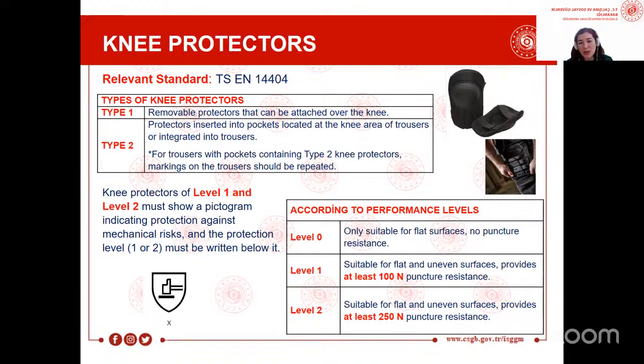For knee protectors in levels 1 and 2, the following requirements must be met. A pictogram indicating protection against mechanical risks must be placed on the product. Below, there is a pictogram. The protection level class 1 or 2 should be clearly indicated.